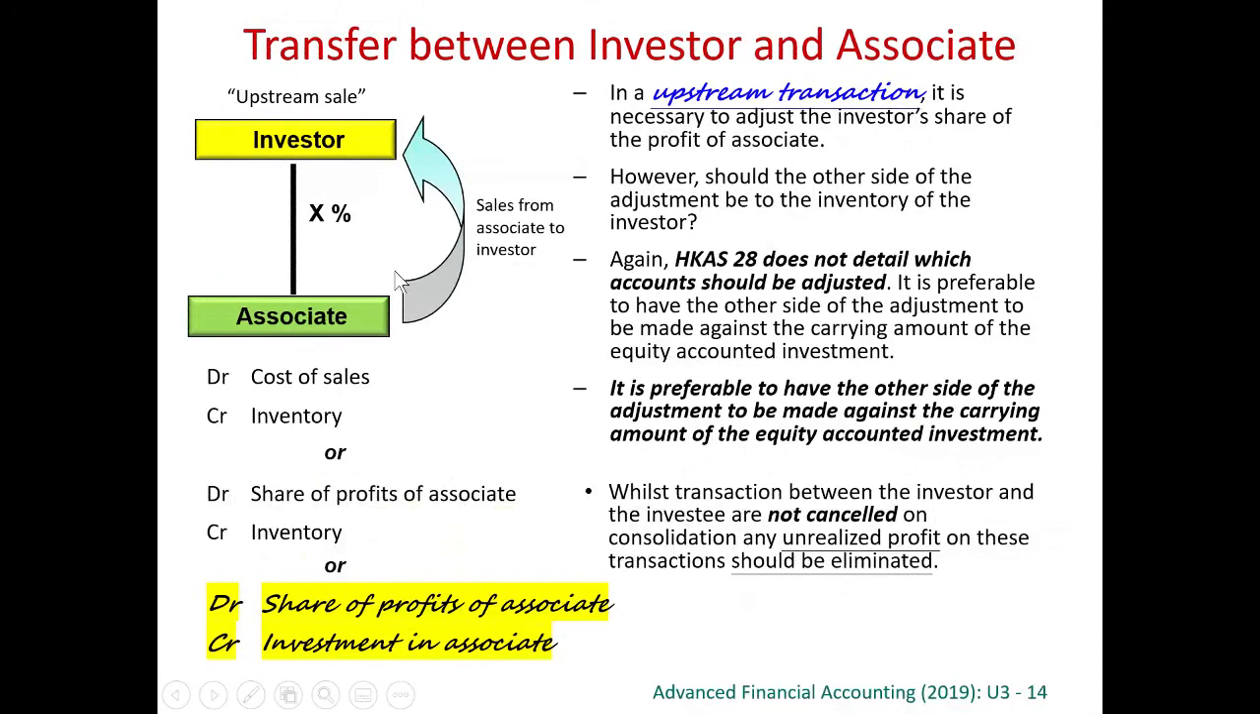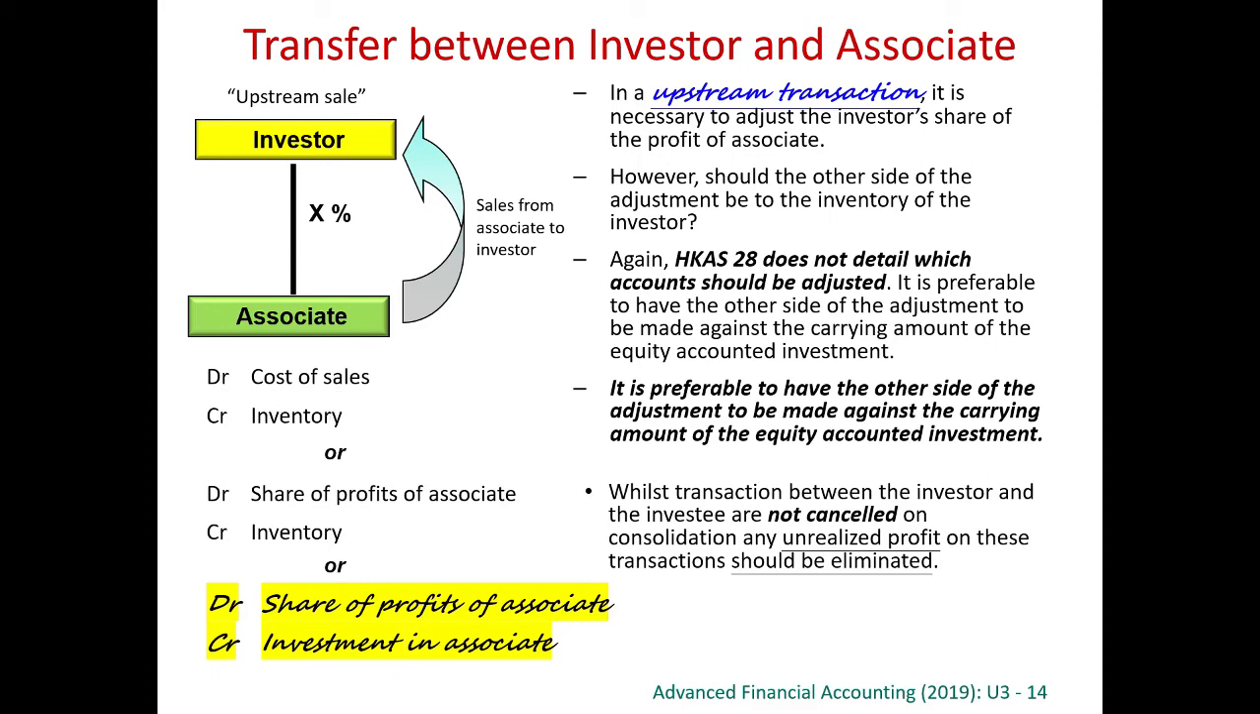The situation is even worse if this is a sale from associate to investor. Some accountants say that if the associate sells something to the investor, it is the inventory of the investor that we have to adjust. Therefore, they suggest that we credit the inventory. And whenever we credit the inventory, remember cost of goods sold is opening inventory plus purchases minus closing inventory. Whenever the closing inventory is smaller, cost of goods sold should be bigger. So some accountants suggest that we should debit cost of sales and credit inventory.